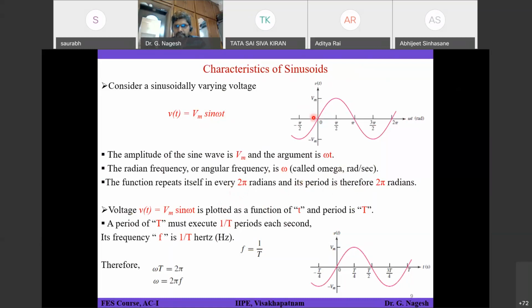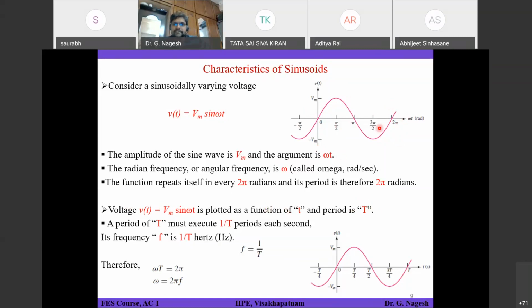If you draw the waveform for the voltage which you have generated with omega t as your x-axis, omega is in radians per second and time t is in seconds, so the total omega t unit will be radians. At pi by 2 you have the maximum value Vm, at 3 pi by 2 you have the negative maximum, and at pi you have 0 and at 2 pi you have 0. So this is the sinusoidal voltage waveform which was generated. Omega is called the radian frequency, unit is radians per second, and capital T is called the time period.